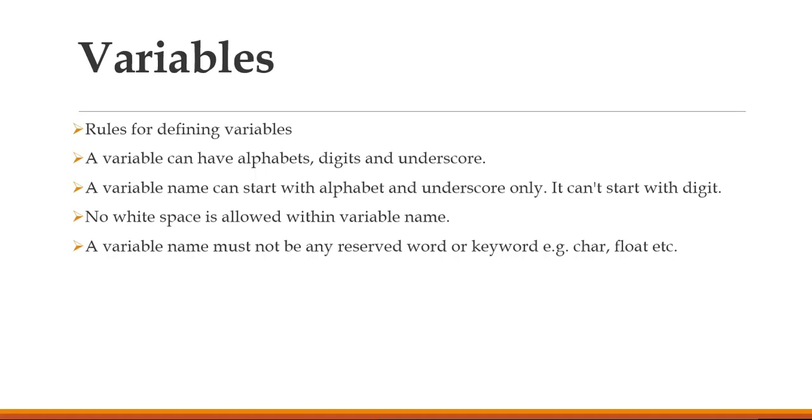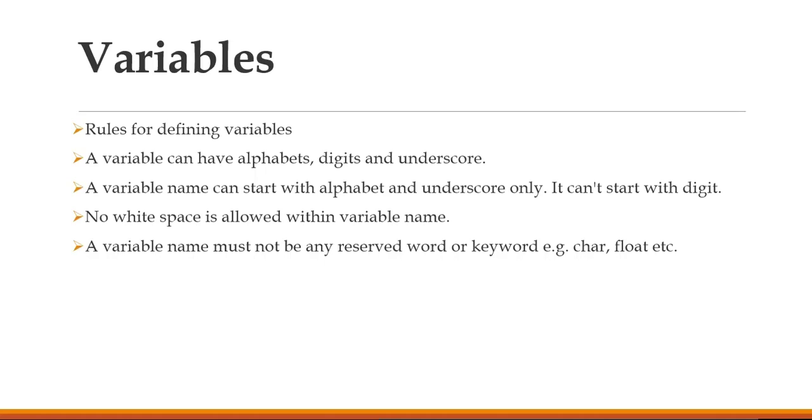Now there are a few rules that you need to know before you create a variable name. As I said, a variable in C++ is the name of the memory location. So in order to create that name, you need to follow certain rules. The first rule is this: a variable can have alphabets, digits and underscore, or a combination of alphabets, digits and underscore.